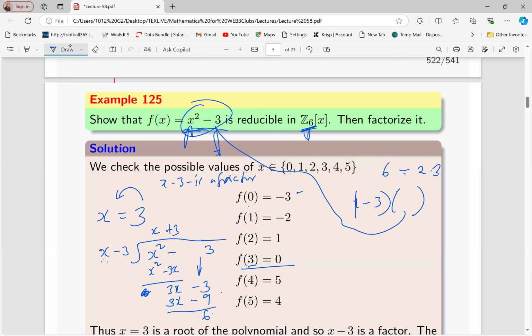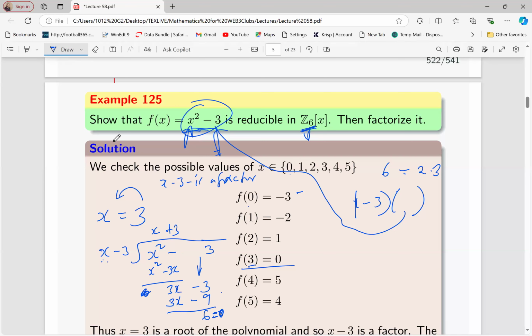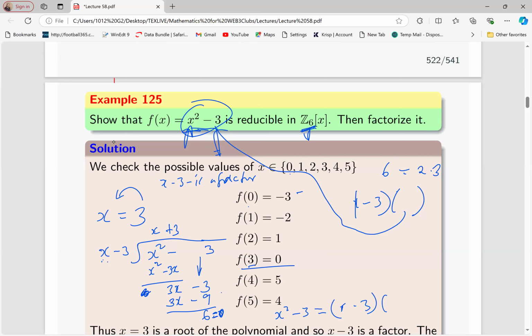What we've then found, just a minute, my internet. We found that the factors of the original polynomial are x minus 3 and x plus 3. Those are the factors. So we've now factorized it. In fact, we factorize this polynomial.